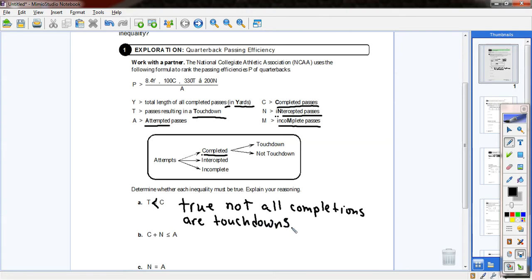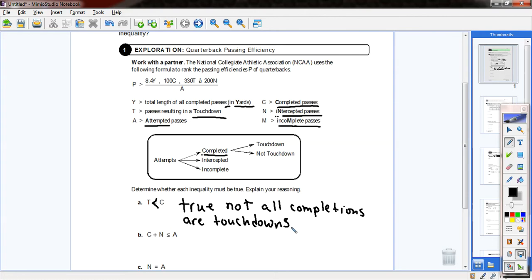Okay. All right. Gavin, is that right on part B right here? C plus N is less than or equal to A. Okay. So C plus N, the number of completed passes and the number of intercepted passes, has to be less than or equal to the number of attempts. Okay?